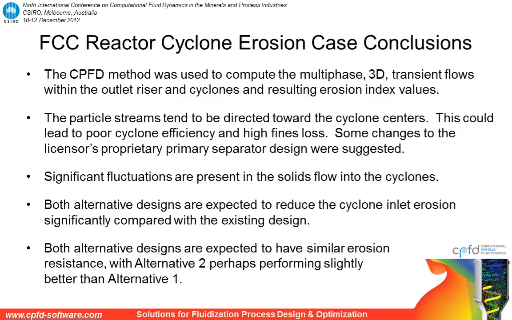There are significant fluctuations present in the solids flow into the cyclones, and both designs are expected to reduce the cyclone inlet erosion significantly compared to the existing design. Both alternative designs are expected to work, although alternative 2 could perhaps perform slightly better than alternative 1.